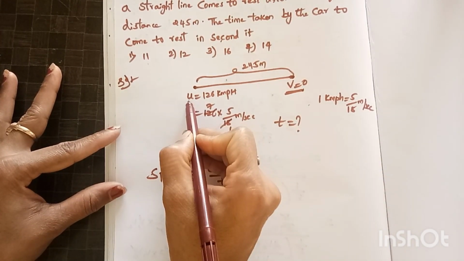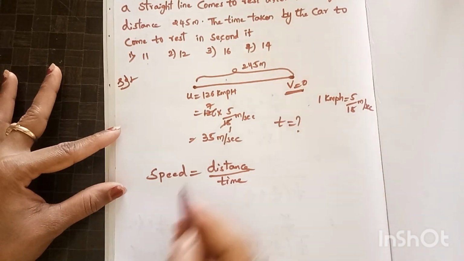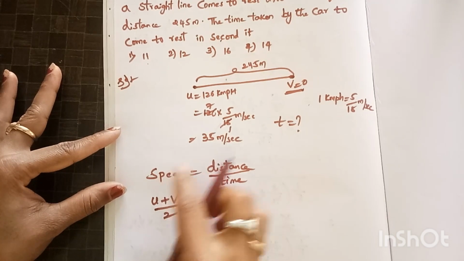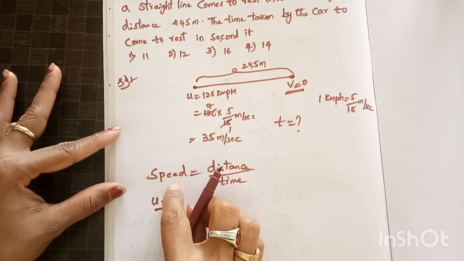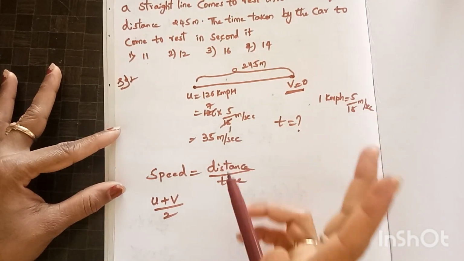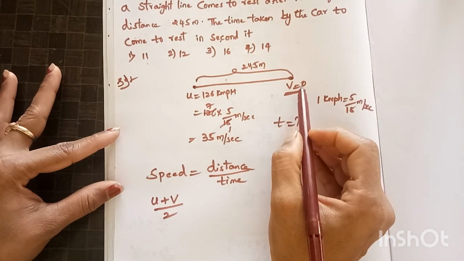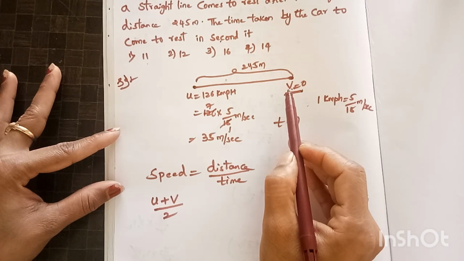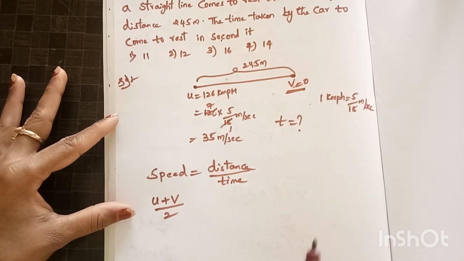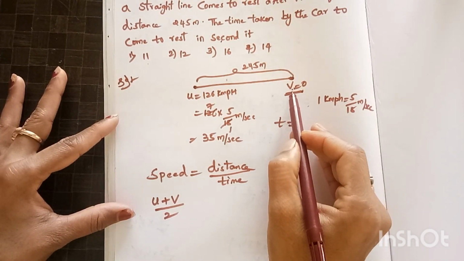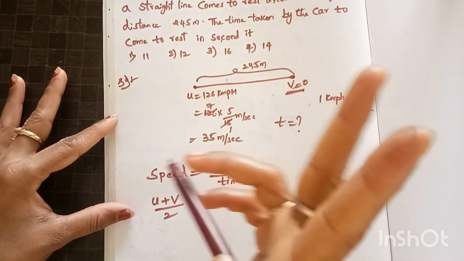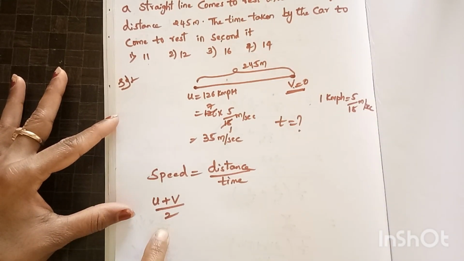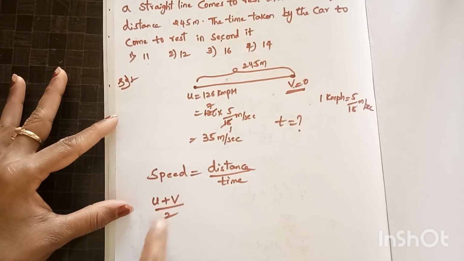One is initial speed and another one is final speed. So u plus v by 2. So I am taking it as average speed. We have two speeds, so why should we consider this velocity? Why am I considering this speed? Because we have two speeds. If we have two speeds, we should take the average of the speed, u plus v by 2.